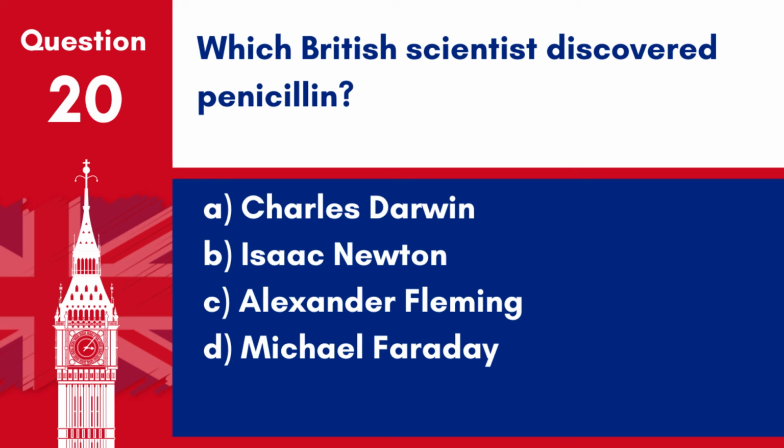Question 20. Which British scientist discovered penicillin? A. Charles Darwin. B. Isaac Newton. C. Alexander Fleming. D. Michael Faraday.